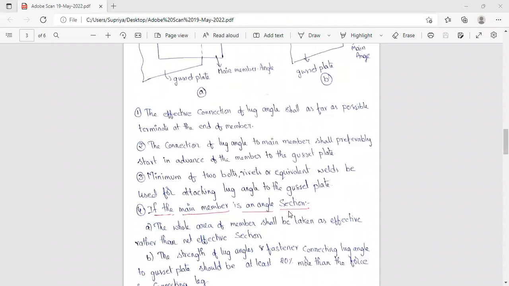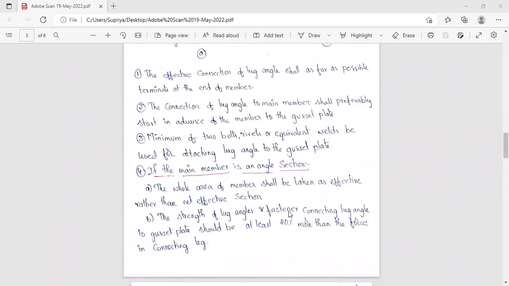See, these are the points we have to remember while designing the lug angles. The effective connection of the lug angle shall as far as possible terminate at the end of the member. So how do we connect the lug angle? It has to terminate at the end of the member. Means, see, suppose this is the main member and this is the gusset plate.